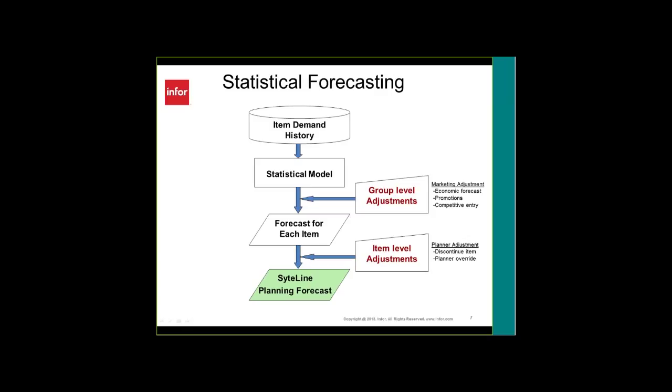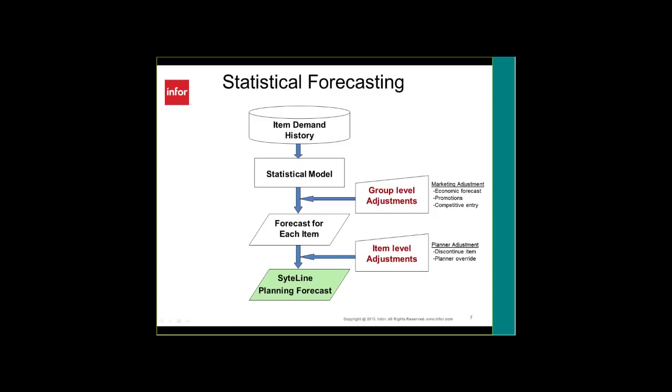So I'll highlight here how these different forecast approaches work. So this one, the statistical forecasting, the system looks at the history that you have in SyteLine. Now that history can be your sales orders or your actual material transactions, and then it applies a statistical model. Maybe that's a seasonal model or a moving average model, a lot of different models to select from, and it looks at that history for however many months you tell it to look at, and then projects that into the future.